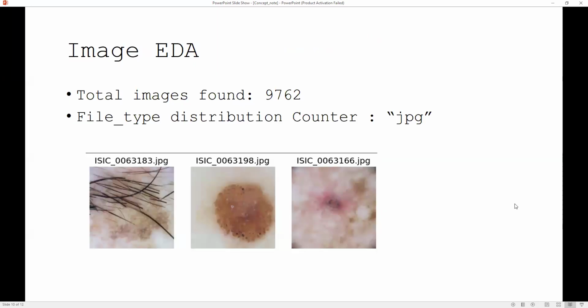So when we look at the image EDA, that was enough for the text EDA. When you look at the image EDA, you realize that the images are 9,762, and all of them are JPG. We were able to extract a sample of these images. So this is what they look like, and this is how they are labeled. Every image has its own ID.